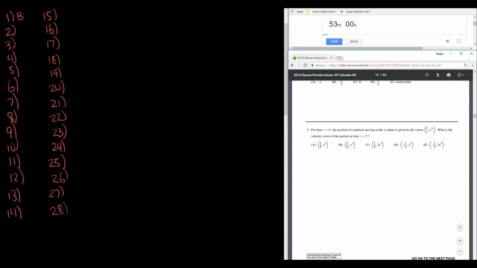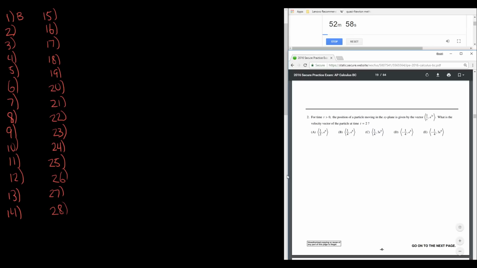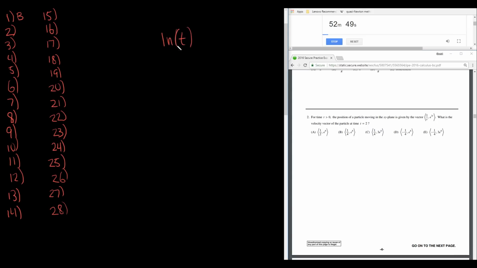Alright, for time t equals 0, the position of a particle is given by this. What is the velocity vector? Okay, so to get velocity, we've got a differential on either side. The differential of 1 divided by t is the natural log of the absolute value of t, excuse me, and e to the 3t is 3e to the 3t. Plug in t equals 2, and we get the, it's not the natural log, that's the integral. Whoops. It is -1 divided by t squared. Don't let that mess you up.